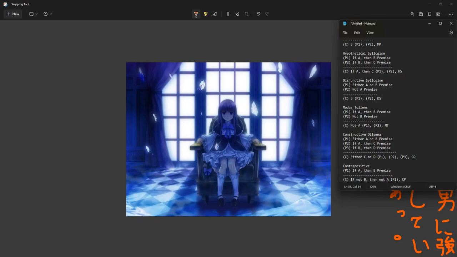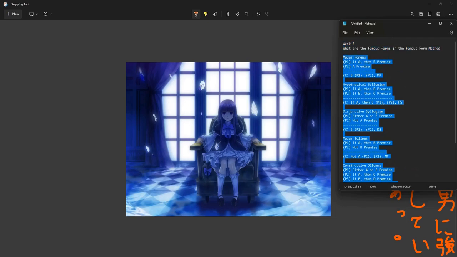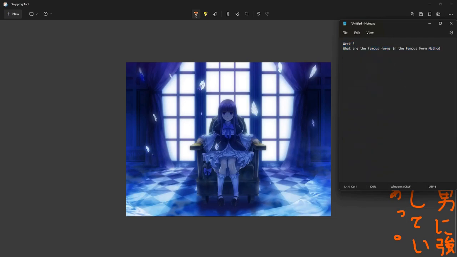How can we use the famous four methods to derive slash establish the validity of a conclusion? And the answer is, if you can use the famous forms, then you can derive an argument. And if you get the conclusion, the argument is valid. I was going to do a different one that's a bit simpler, but I figured we gotta show off, right? Absolutely, we gotta show off.